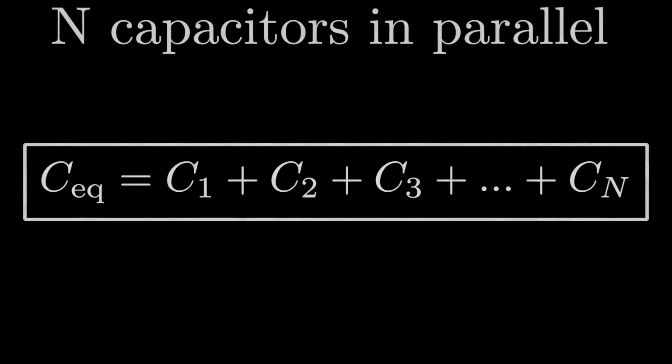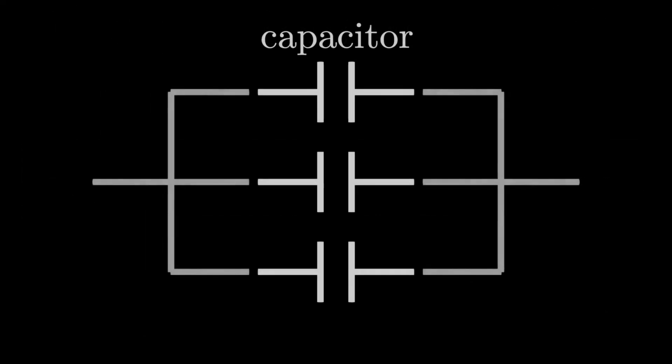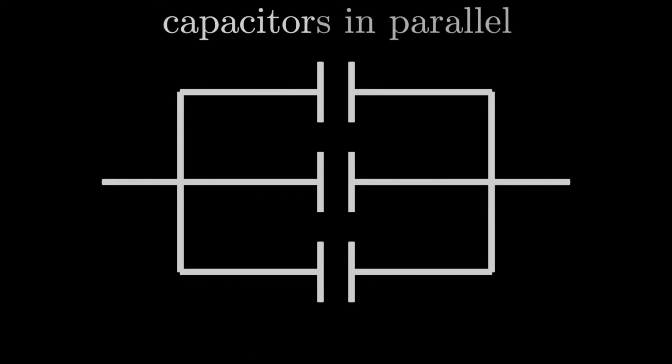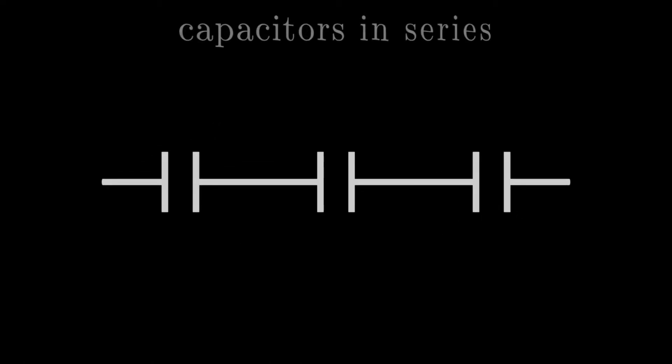So that's one of the fundamental ways we can connect capacitors. We call this connecting them in parallel. But what's the other way? The other way we can link them together is one after the other, like this. We say all of these capacitors are in series with one another.